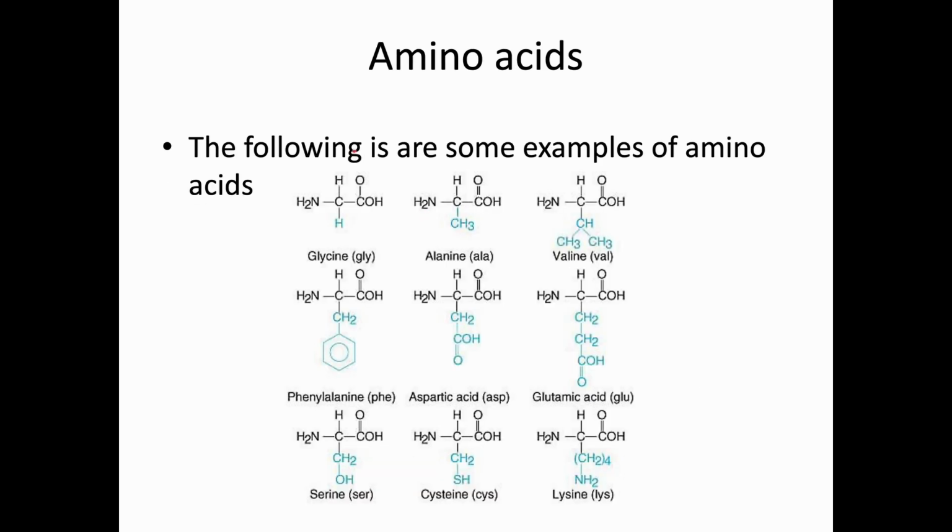So here are some general examples of amino acids. The simplest amino acid is your glycine, and that's just with your amino group, your carboxyl group, your H, and another H. So all of your amino acids are going to have that.